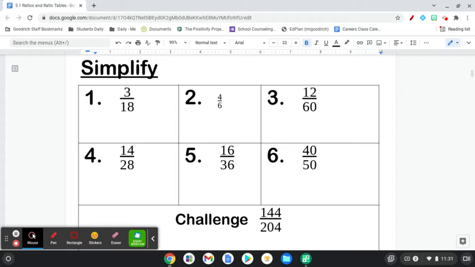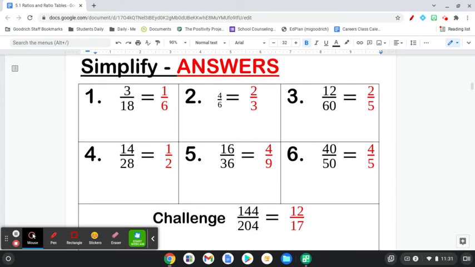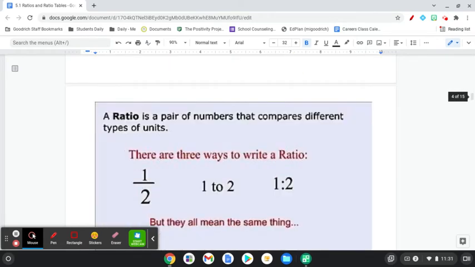All right, so you should have tried these now. And here are the correct answers. How'd you do? Can you find the pattern or relationship between a 3 and an 18? By simplifying. You also could have used calculators for this.